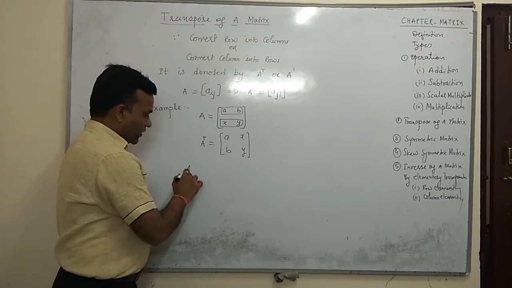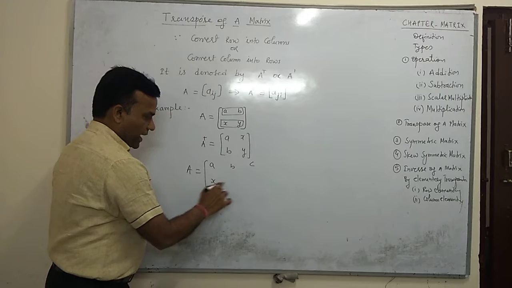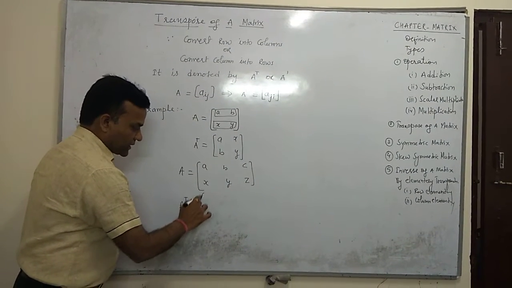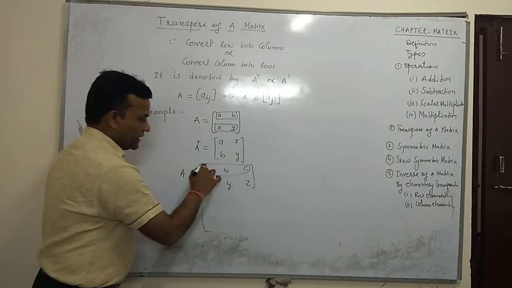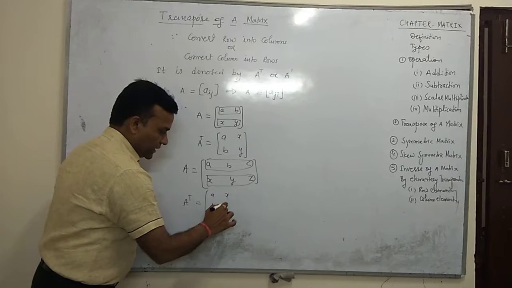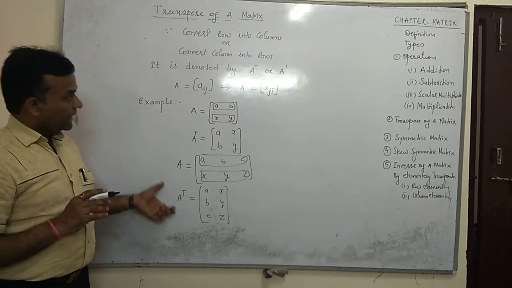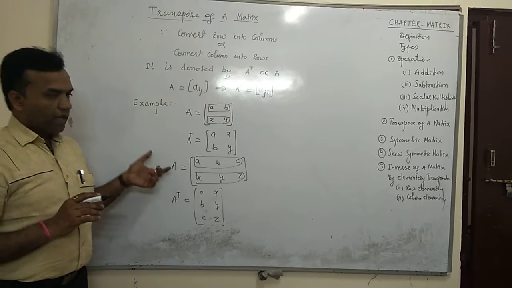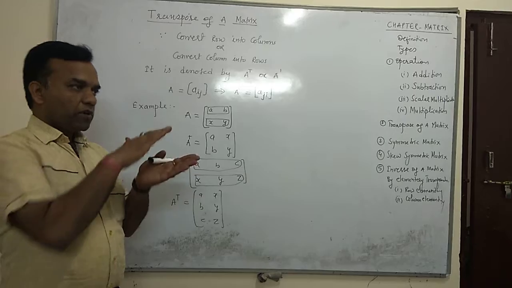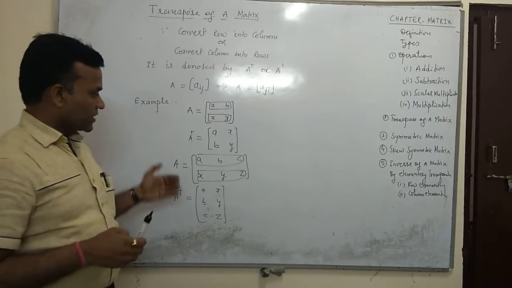You can take an example of any order. Suppose you have A, B, C in the first row and X, Y, Z in the second row. Now finding the transpose of this matrix is very easy. Your first row A, B, C you write down as the first column. Similarly, your second row you write down as the second column. So we find very easily how to find the transpose of a matrix. It is a very easy conversion. You only look at the rows and columns. You convert any row into a column or any column into a row. That is the transpose of matrix.